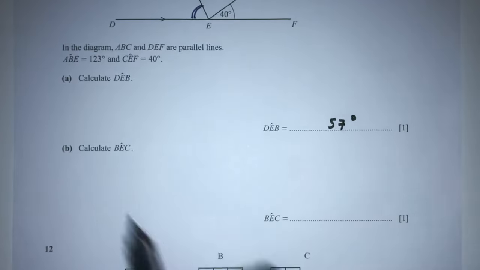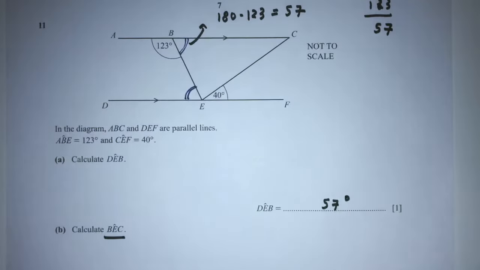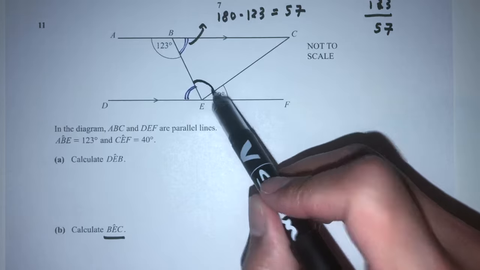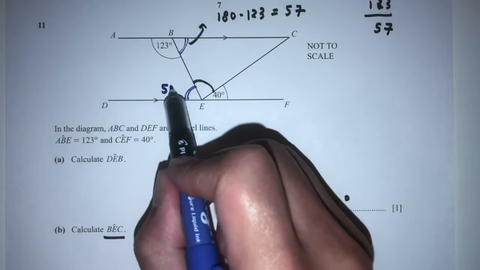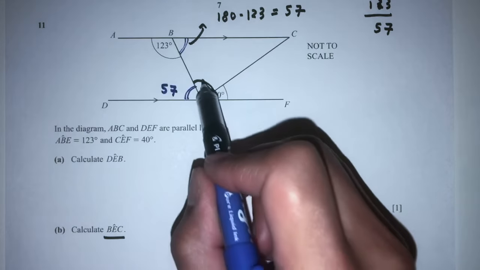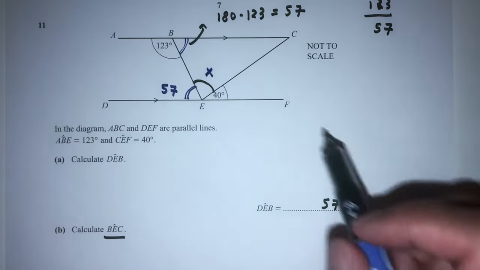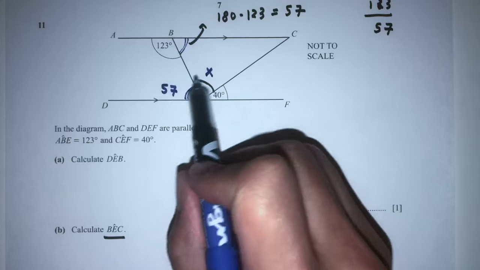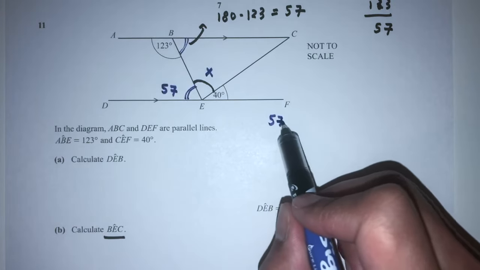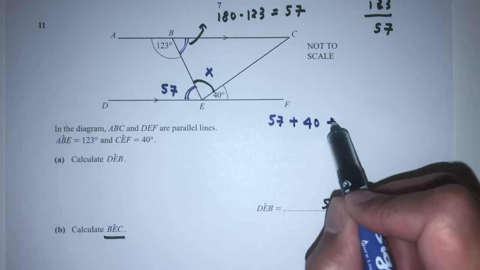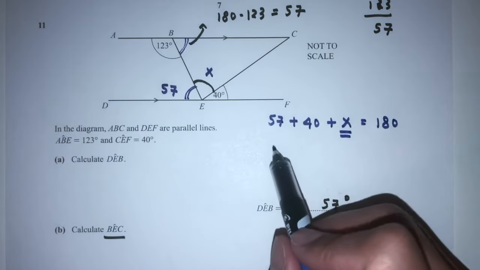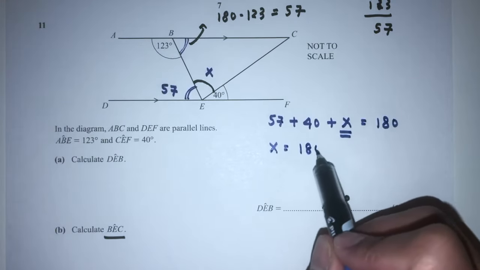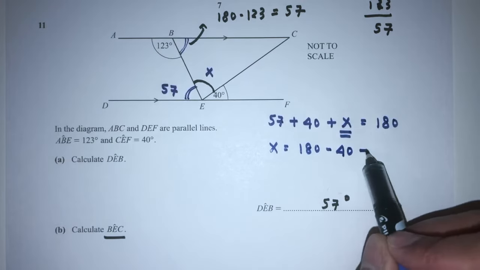Now for part B, we have to find BEC. So we have to find this angle. So pretty simple. Because you know this is 57, this is 40. Let's call this X. Because we know that everything together here has to be 180. So 57 plus 40 plus X has to give you 180. So we have to find the value of X. X will be 180 minus 40 minus 57.